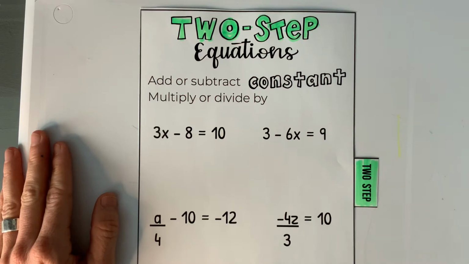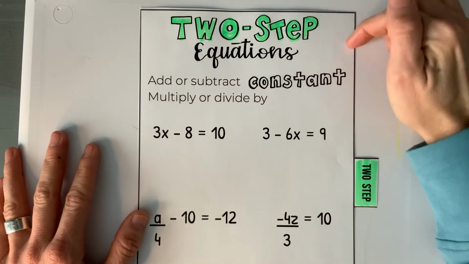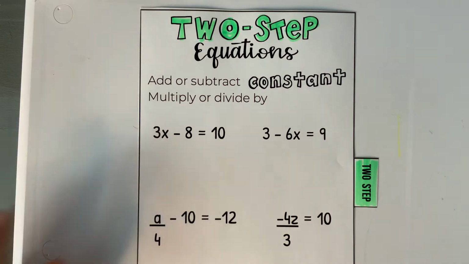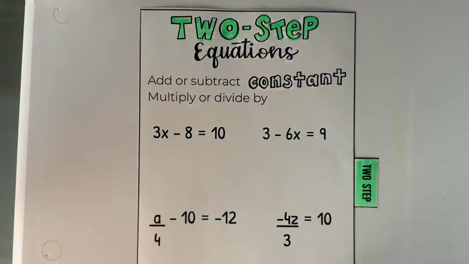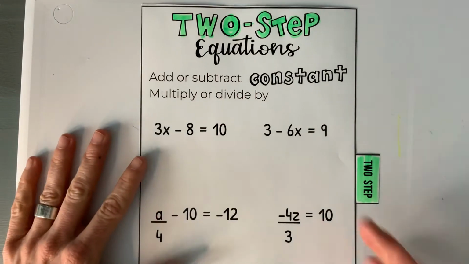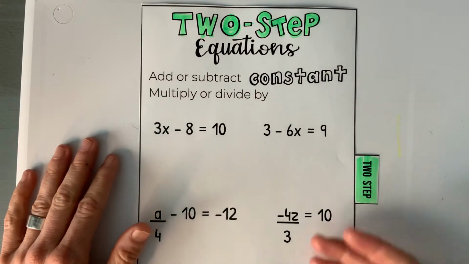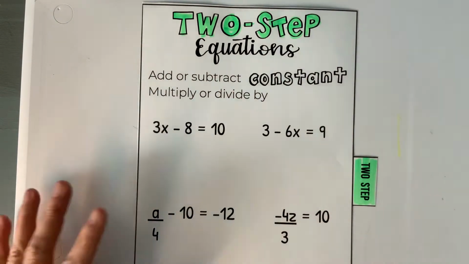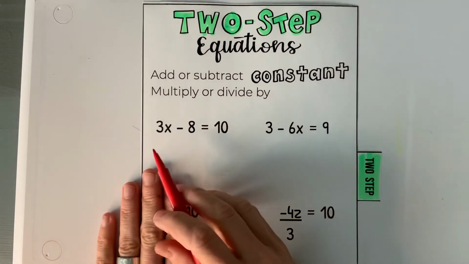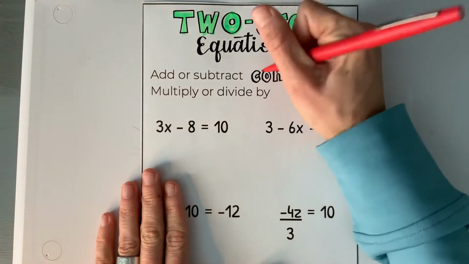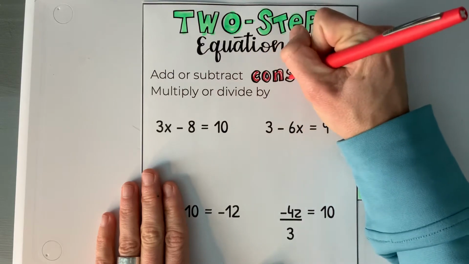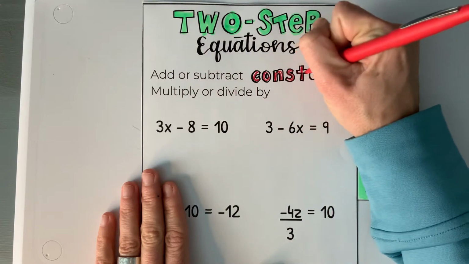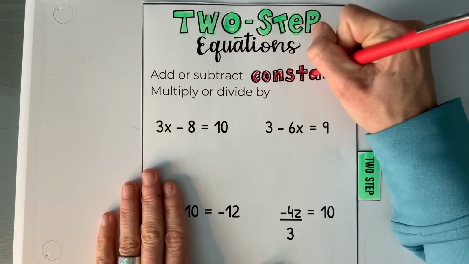In this video, we are going to be looking at two-step equations, and this is the fourth video in our series of our book of solving equations. For solving two-step equations, you guys have actually already done this with your hands-on equation set. And what you'll remember is that you first will need to add and subtract by the constant.